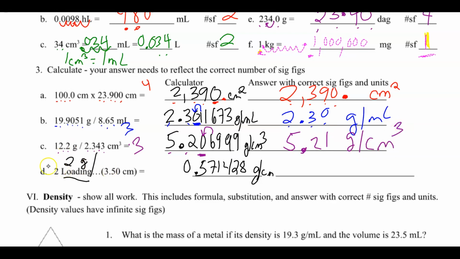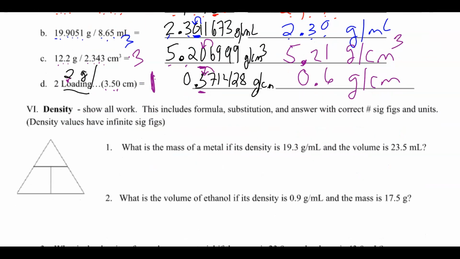This one, I'm sorry if it takes something different. Mine didn't print right. So 2, there's only 1 sig fig there. And then 3.50, there's 3 sig figs. So I'm only going to 1 sig fig, which is right here. Look to the right. 7 will bump that 5 up. 0.6 grams per centimeter.